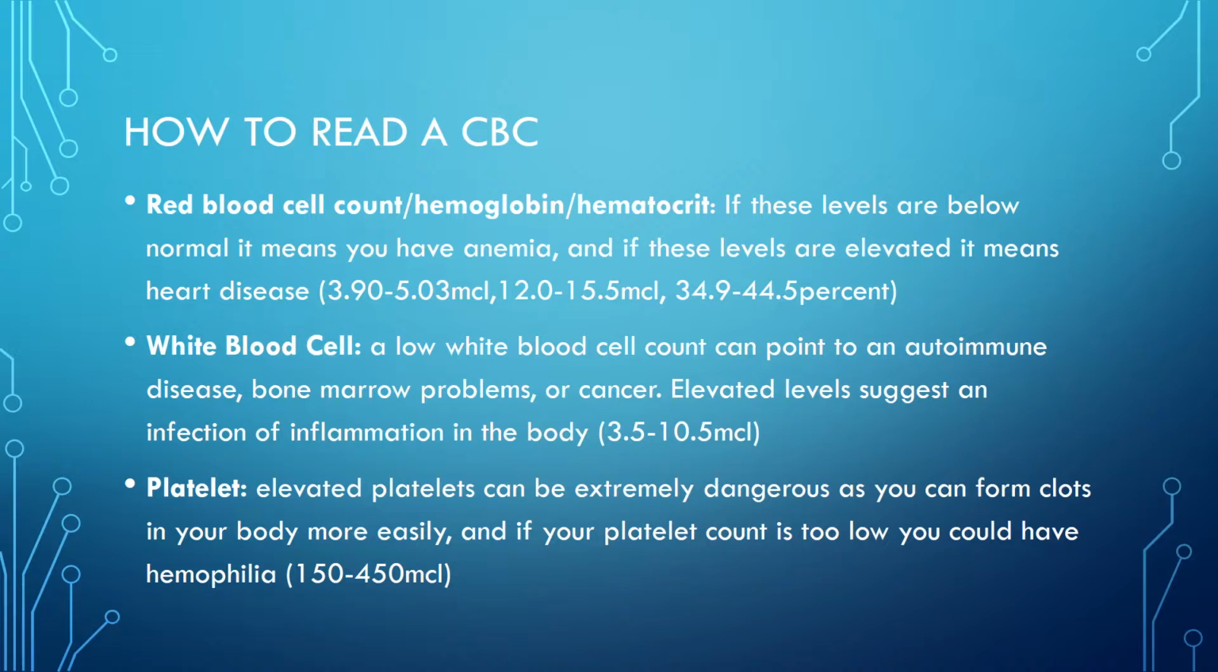When analyzing a CBC test and looking at the red blood cell count, hemoglobin, and hematocrit, if these levels are below normal, it means you have anemia. And if these levels are elevated, it could point to heart disease. When measuring the white blood cell count, a low white blood cell count can point to an autoimmune disease, bone marrow problems, or cancer. Elevated levels suggest an infection or inflammation of the body.